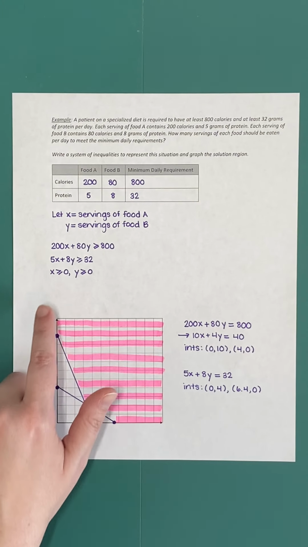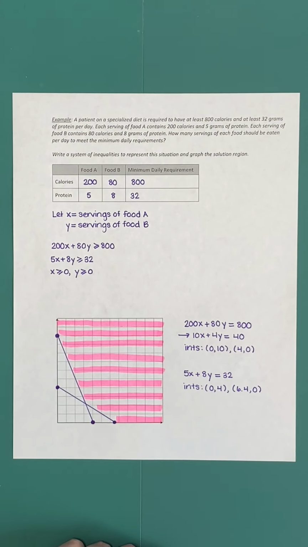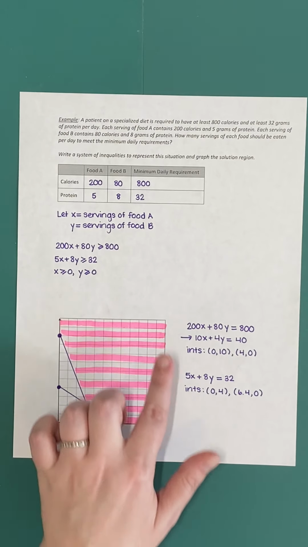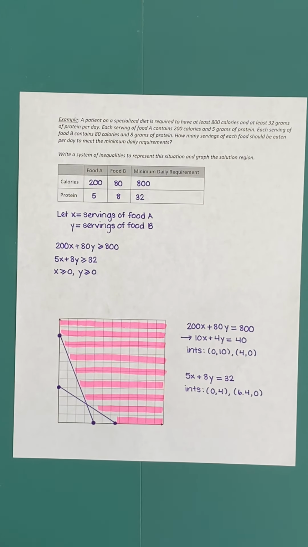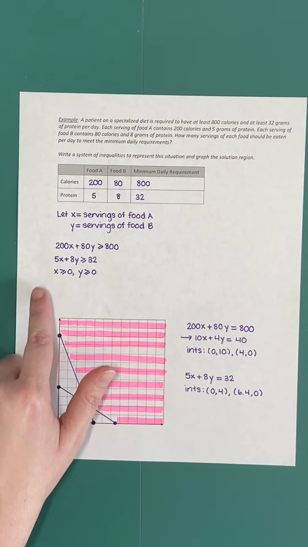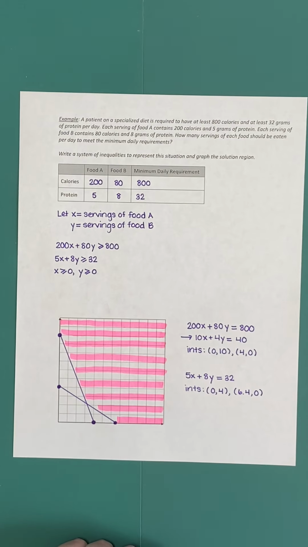Again, I can use a test point to determine which side of those boundary lines we're going to shade for each of those inequalities. And in this case, we end up shading the region that's above, the region that's in the upper right-hand corner of the coordinate plane, but again, restricted to the first quadrant because of those inequality signs. So this is going to be an unbounded region.